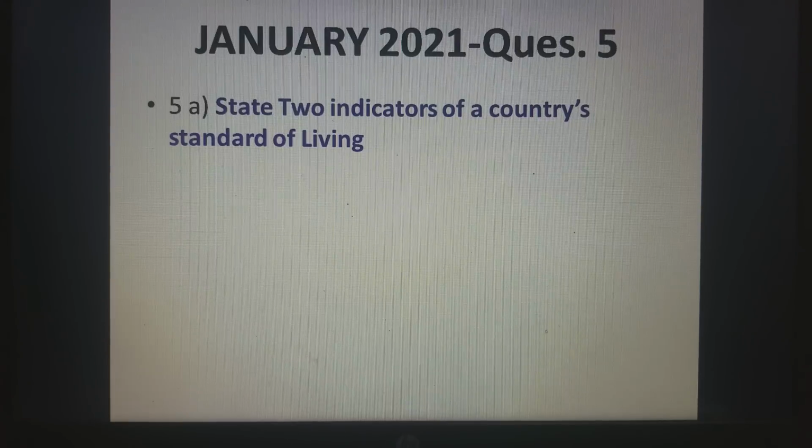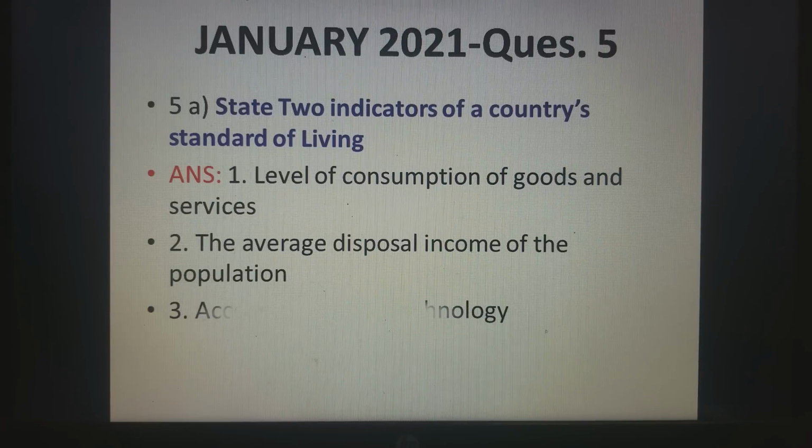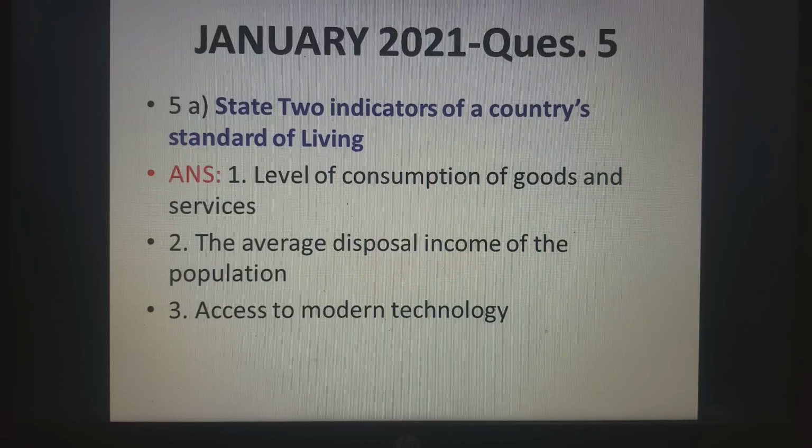State 2 indicators of a country's standard of living. See, this question has turned up again. We saw it before in a previous paper. We're seeing it again. The level of consumption of goods and services. Secondly, the average disposable income of the population, access to modern technology. All right, let's move on to the next.